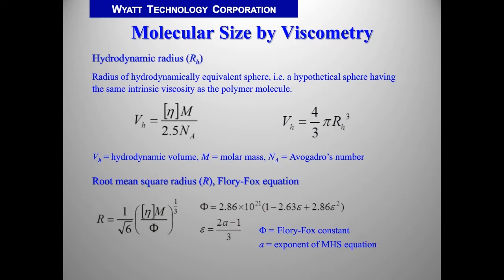Root mean square radius is typically obtained by multi-angle light scattering, from the intensity of scattered light as a function of angle. But it may be worth mentioning that the root mean square radius can also be calculated from the intrinsic viscosity and molar mass using the so-called Flory-Fox equation.